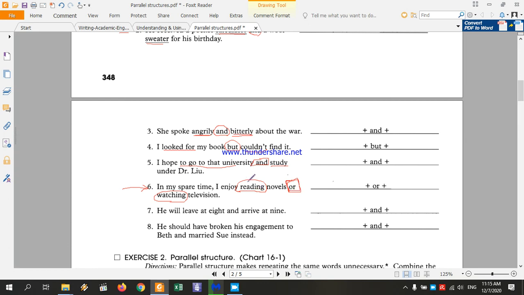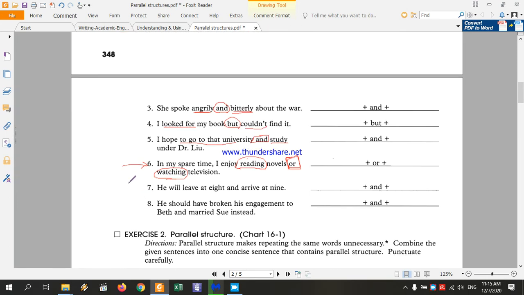Here, this is a gerund, reading is a gerund, and watching is a gerund as well. Number 7: He will leave at 8 and arrive at 9. And here is followed by a noun, and here is followed by a verb, will leave, and will arrive.